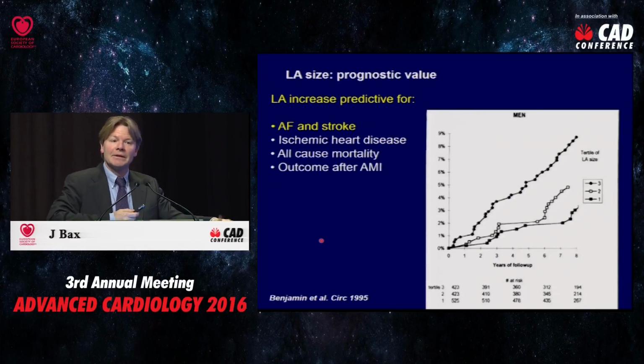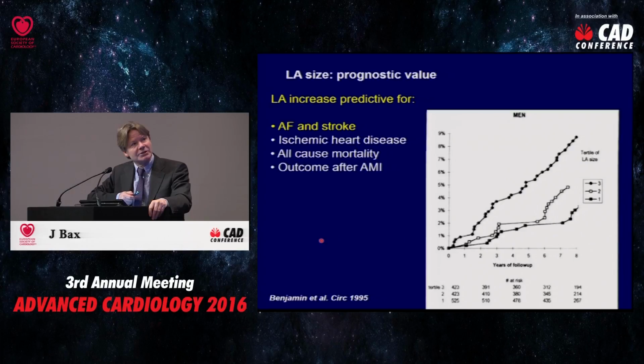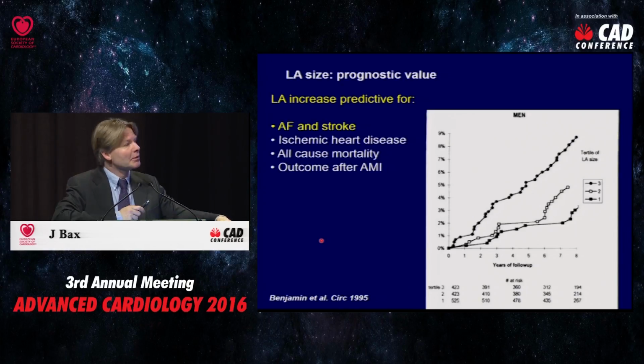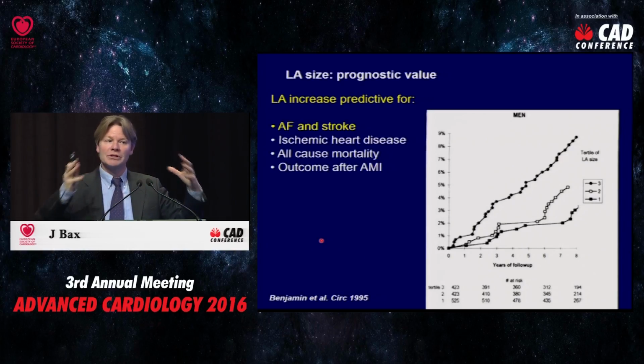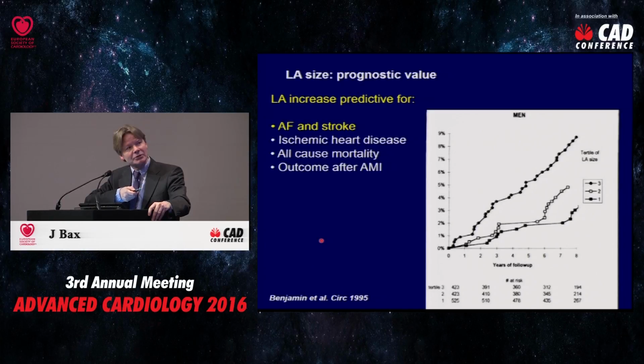Is that important then, that the atrium gets larger? Yes, because the LA size is very important for prognosis. LA increase is predictive for atrial fibrillation and stroke, ischemic heart disease, all-cause mortality, and outcome after infarction. Probably they all relate to the same diseases, and probably most often it is atrial fibrillation development secondary to this enlargement, which is then related to the prognosis. And you see here, if you have very large or small atria, that the outcome significantly differs in stroke.